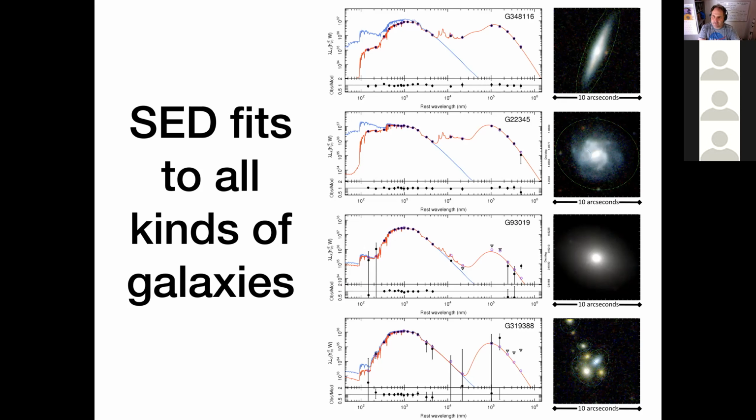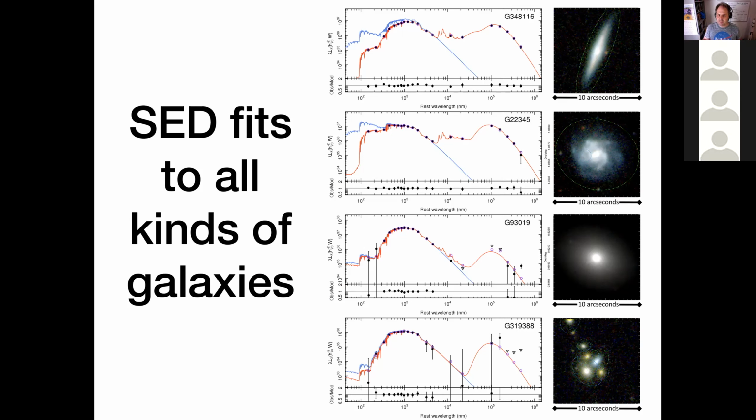So at the top, you have an edge-on spiral. It misses a lot of its blue light because it all pops back out as dust emission. You see a face-on spiral. Okay, it's not missing as much of the blue light, only a little bit, and that gets traded out as millimeter light.